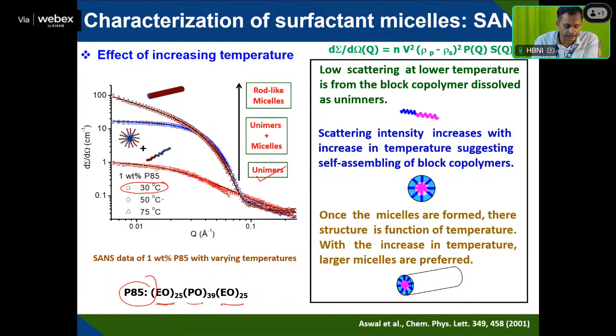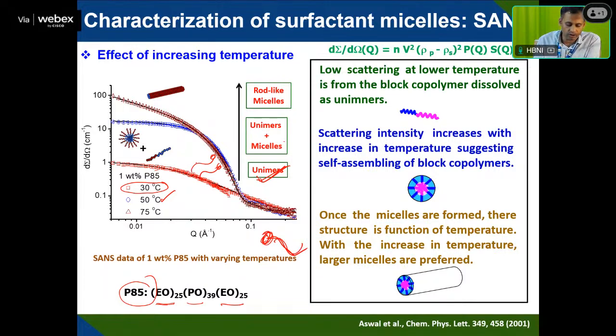Once you go to 50 degrees centigrade, they form some structures. At 30 degrees centigrade, unimers are there, like individual surfactants. As you know, the surfactants have a head group and a tail group. The head group is hydrophilic and the tail group is hydrophobic.